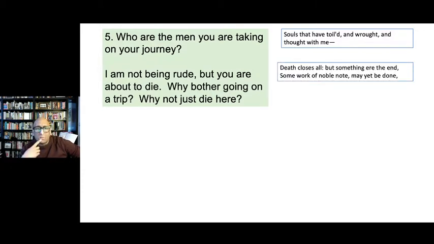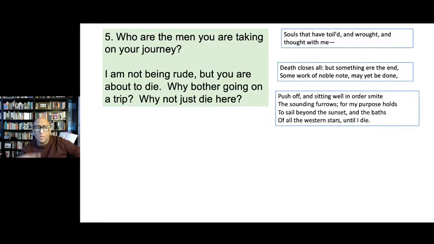Death closes all, but something ere the end, some work of noble note may yet be done. Push off, and sitting well in order, smite the sounding furrows, for my purpose holds to sail beyond the sunset and the baths of all the western stars until I die.